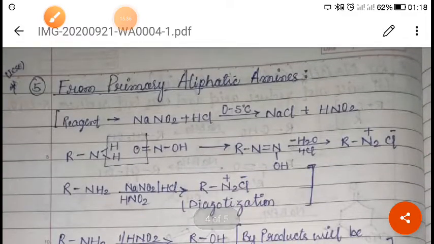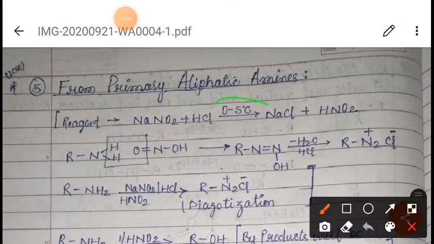Now next is from primary aliphatic amines. When we talk about primary aliphatic amines, as you can see, the reagent here is NaNO2 plus HCl. This reaction is carried out at a very low temperature. When it is carried out at a very low temperature, it will form NaCl and HNO2. Now next, we are using RNH2, and again here HNO2.